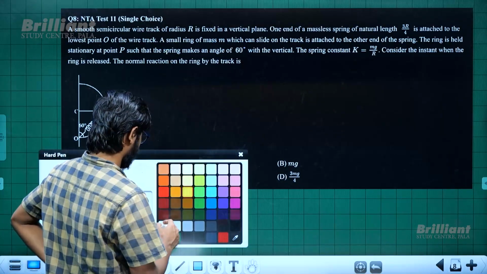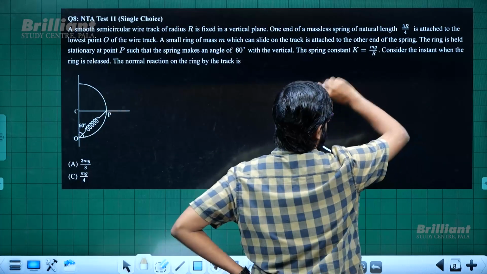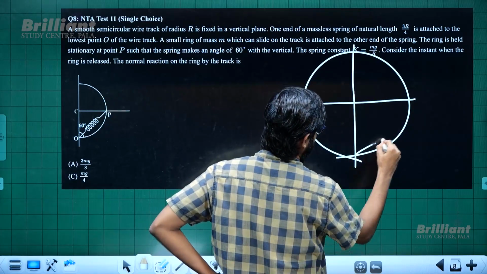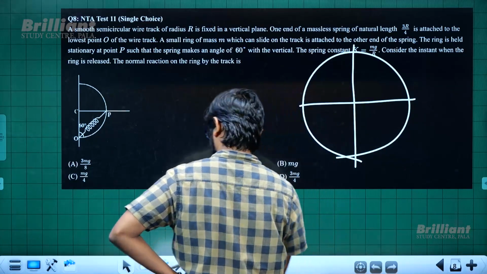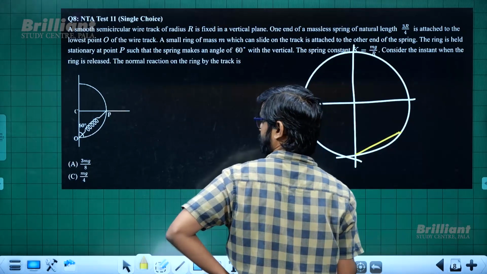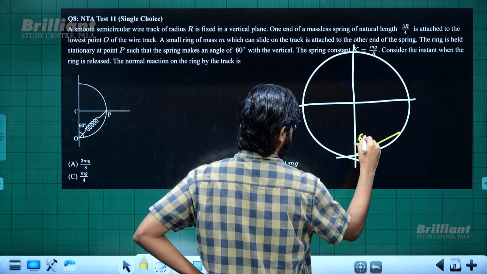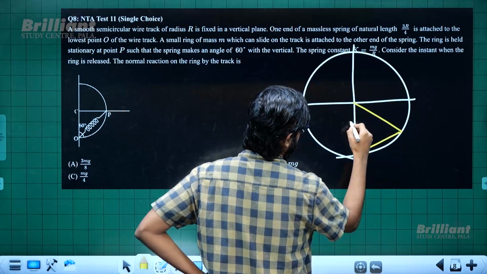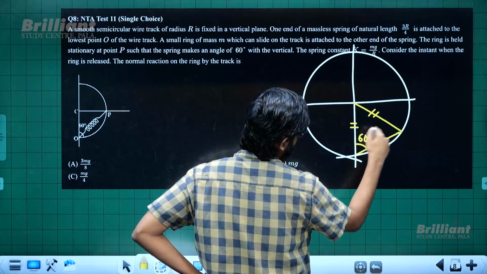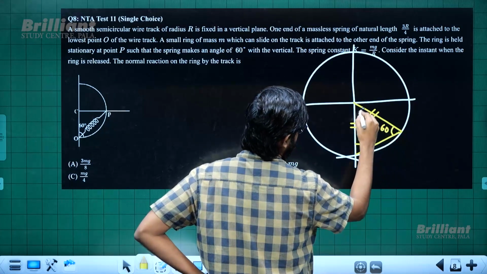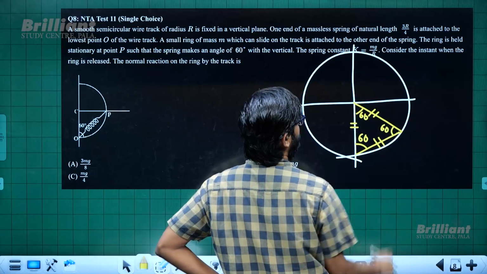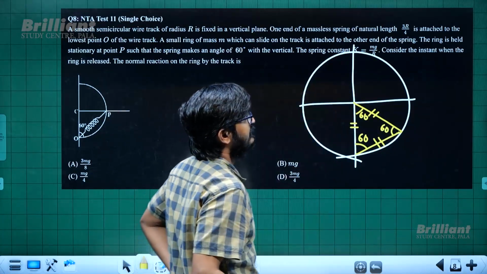Okay, so let us draw the figure. They said there is this circle and this is the spring, where it is making an angle 60 degrees. If this is 60 degrees, this is radius, right? So if this angle is 60, then this angle will be 60, then this angle will be 60. So all the three sides will be same, which is r. So length of the spring is r, but natural length is 3r by 4.